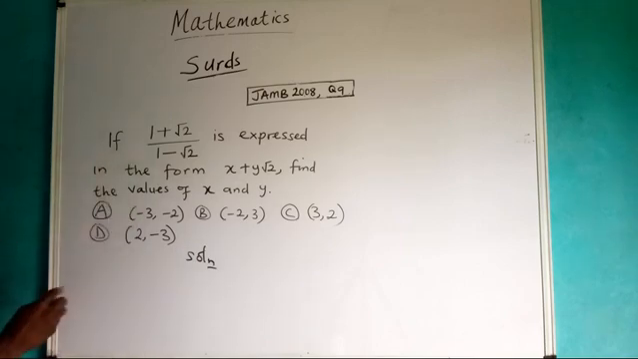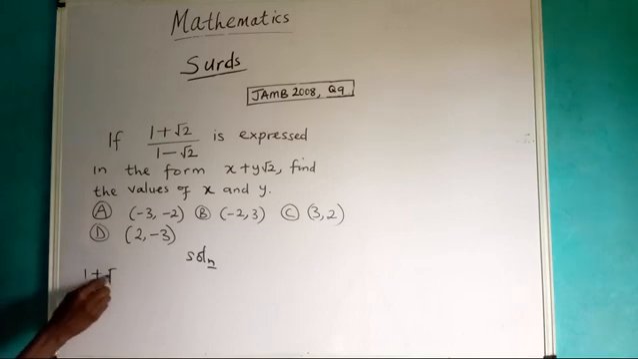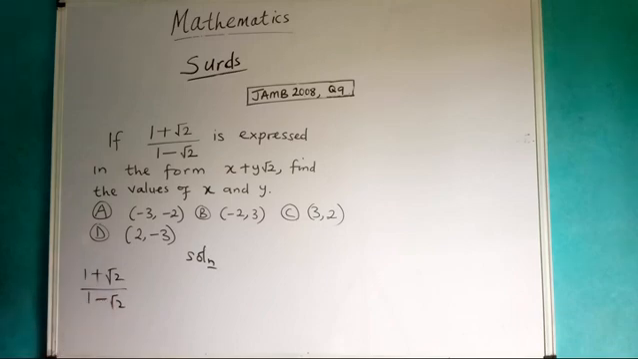We have 1 plus root 2 all over 1 minus root 2. Now, can you see? We have a fraction, and at the denominator, we have a surd. Now, what can we do? We need to take the conjugate of the denominator and use that same conjugate to rationalize the fraction.